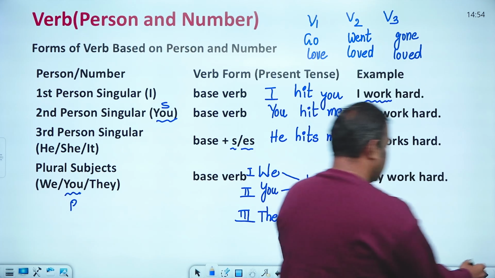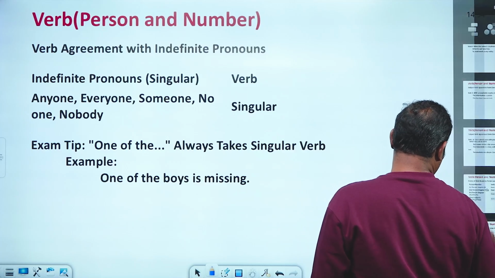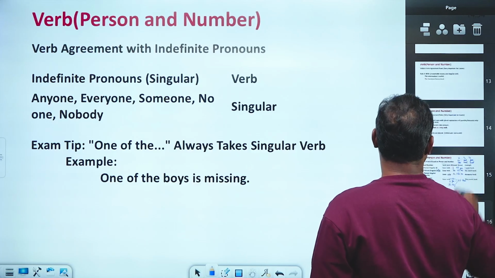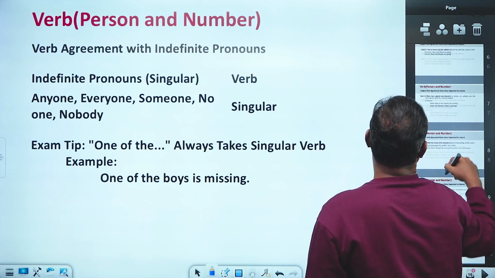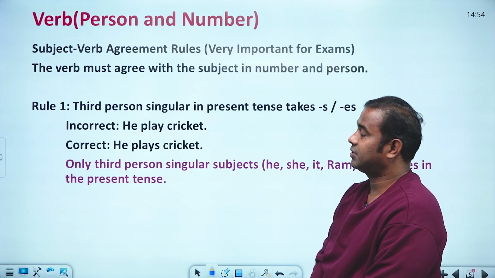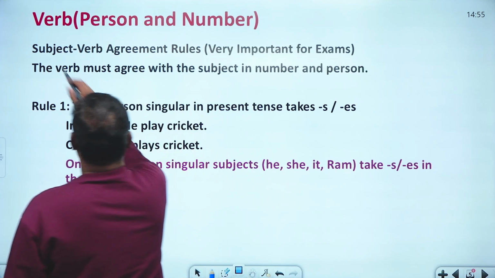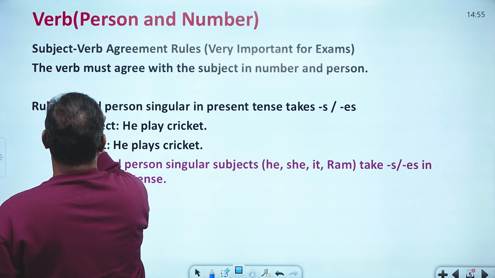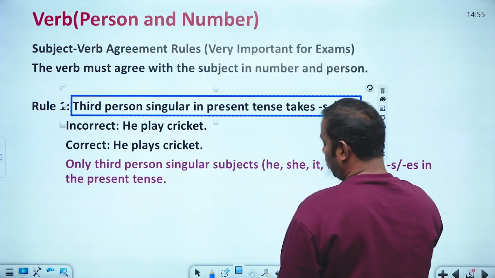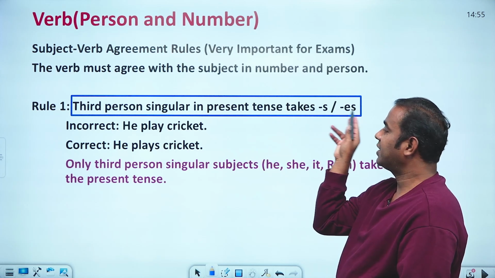Okay, now keeping this slide in mind, let us discuss the rules and regulations here. Some basic rules and regulations. So if you look at the first rule, in case of this concept, the subject verb agreement. The fundamental rule here is the third person singular in present tense takes s or es at the end.